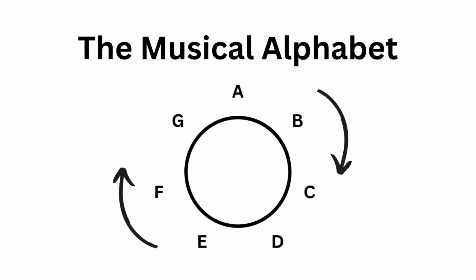You all learned the alphabet song in kindergarten, right? Sing it with me. It goes like this. A, B, C, D, E, F, G. A, B, C, D, E, F, G. Okay? It just does those same letters over and over. And that's the pattern notes follow as we go up the staff.